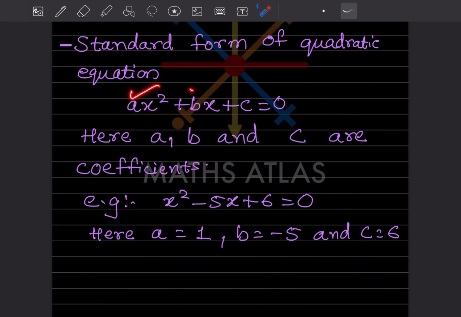Here a, b and c are called the coefficients. Suppose we take the example x square minus 5x plus 6 is equal to 0. Here, what is a? There is nothing in place of it, which means there is 1, so a is 1. Then b is minus 5 and c is plus 6, that is just 6. This is the important thing you have to remember. We have to say the coefficients along with the sign. The sign is very important. It should be minus 5 and not just 5.